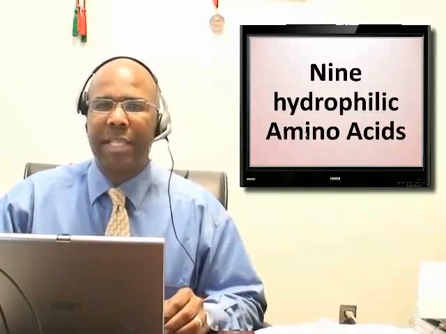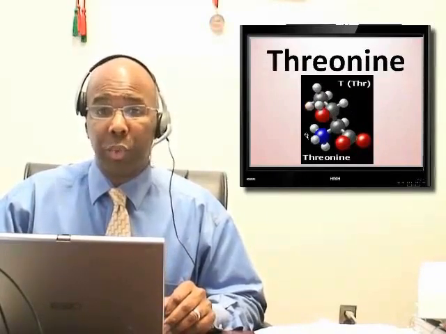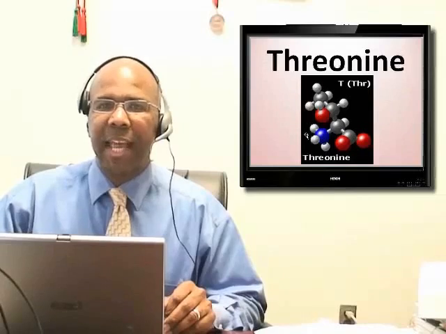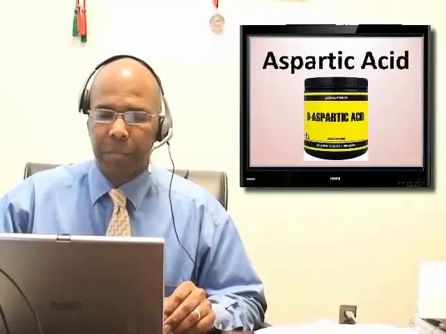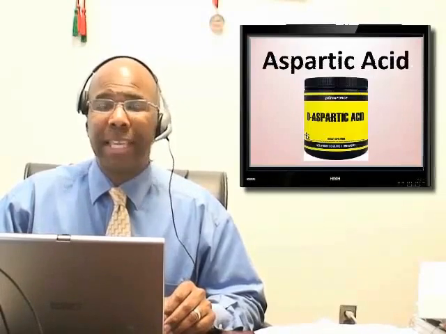The first amino acid is going to be serine. Let's just list these amino acids. Serine is going to be the first one that we will learn. Then we'll move to threonine. That's the second hydrophilic amino acid. Our third hydrophilic amino acid is cysteine. Cysteine is involved in disulfide bridges in proteins. The next one is going to be aspartic acid.